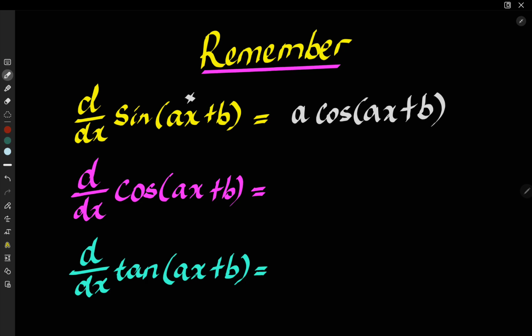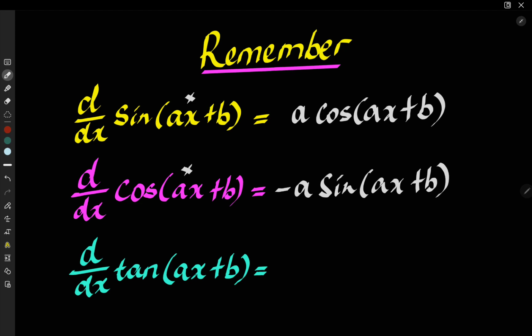And the derivative of cos, we say the derivative of cos is a negative sine. So in this case, we again multiply by the coefficient of x, which in this case is a. So that will be negative a sin(ax + b) as well.